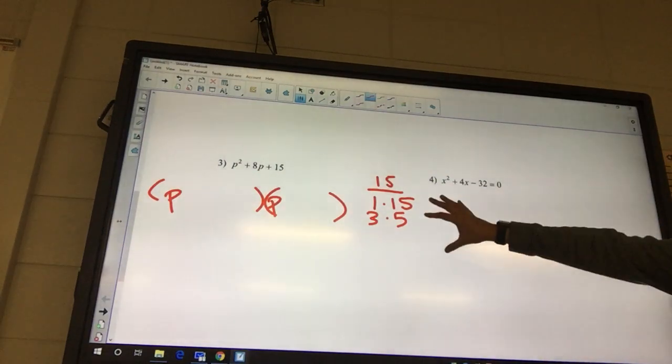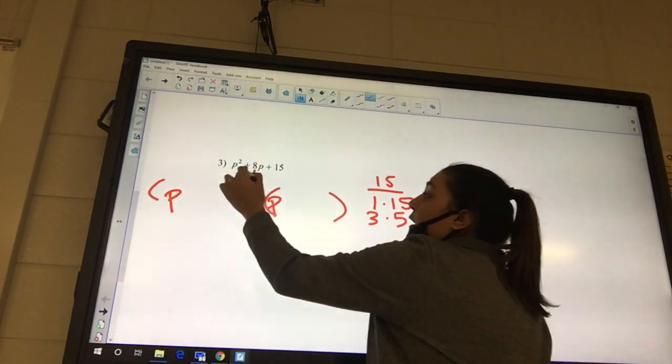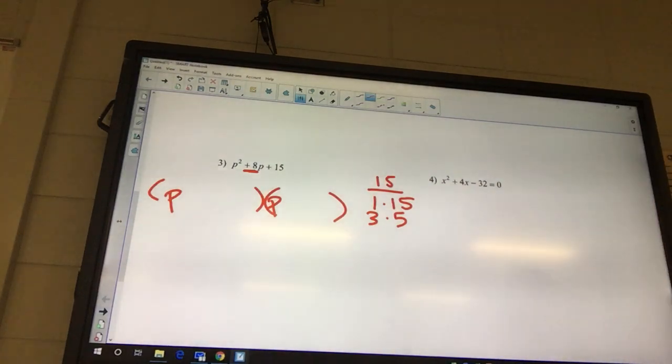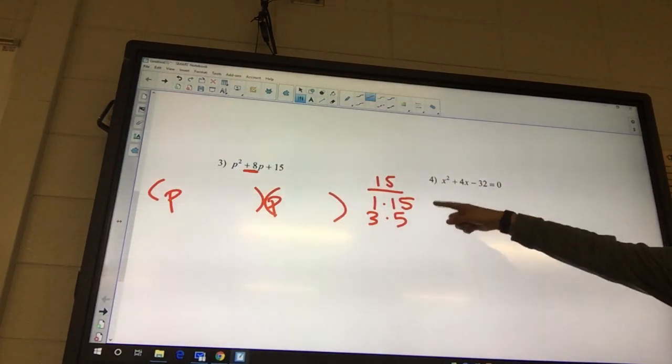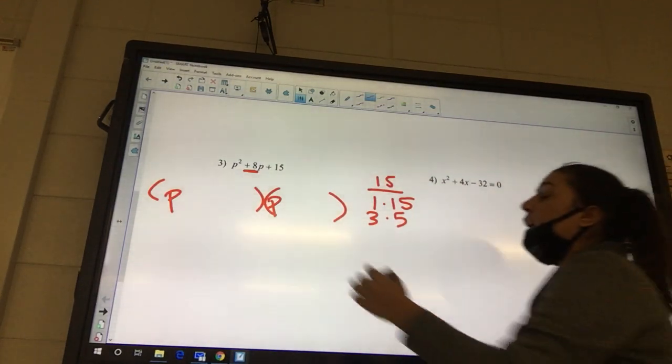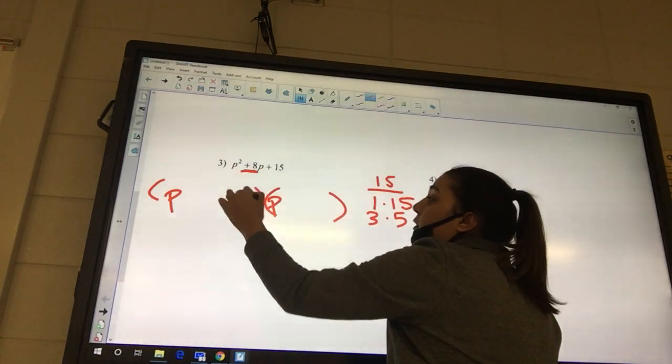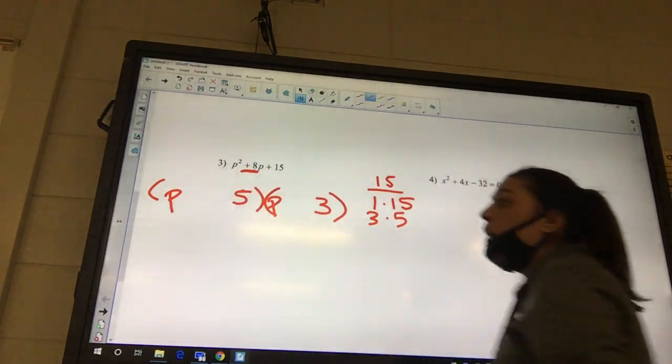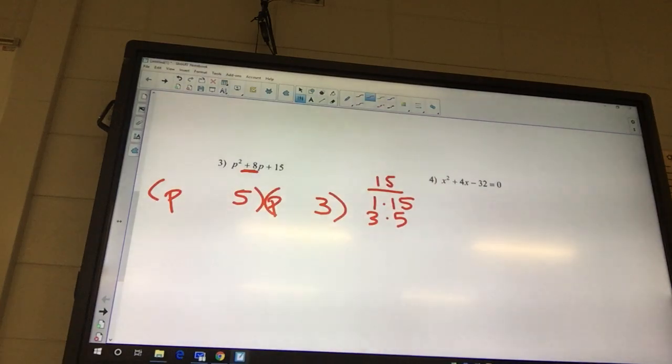So, between these two groups, I need some to add or subtract to give me the middle number. 4. So, which group am I going to use? I need an 8. 5 and 3. The 5 and 3, and I really need a plus 8. So, how can I make a 5 and a 3 to give me a plus 8? Plus and plus, adding.